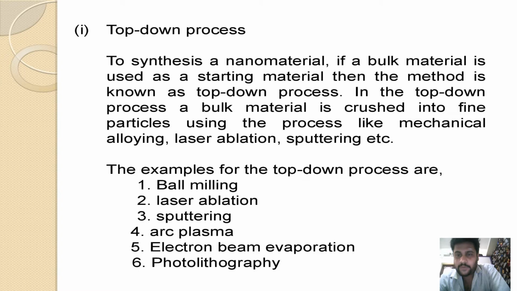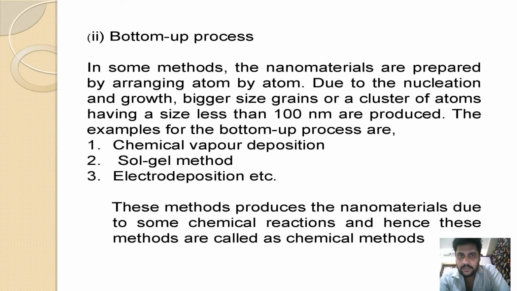The other technique is the bottom up approach, where the materials are prepared by arranging the atoms from smaller scale, that is building these atoms one upon the other to get the desired structure or desired size of the materials. And this method is desirable because nanomaterials of desired shape and size can be obtained when compared to the top-down process, where it is difficult to control the structure of the material. So bottom-up is always the better process, which involves chemical vapor deposition, sol gel and electrode deposition.